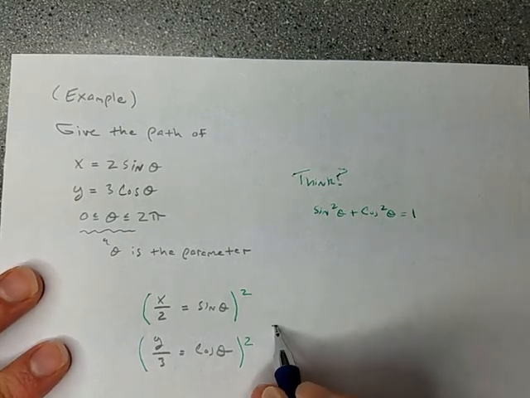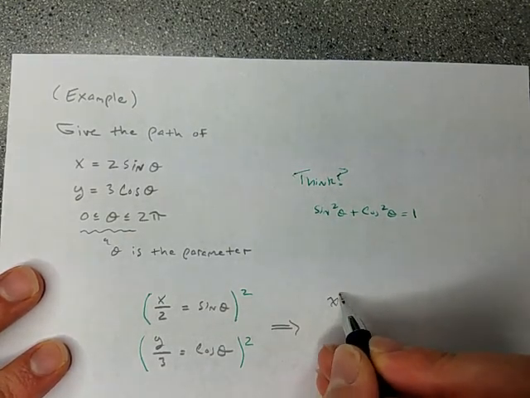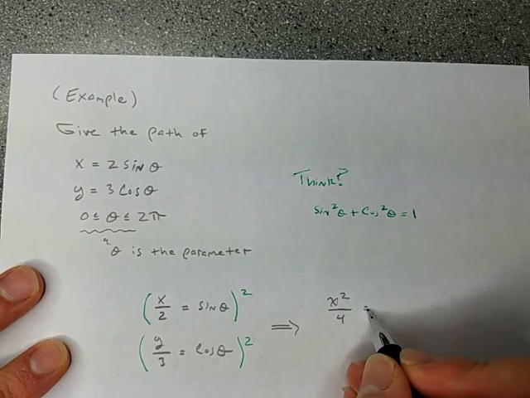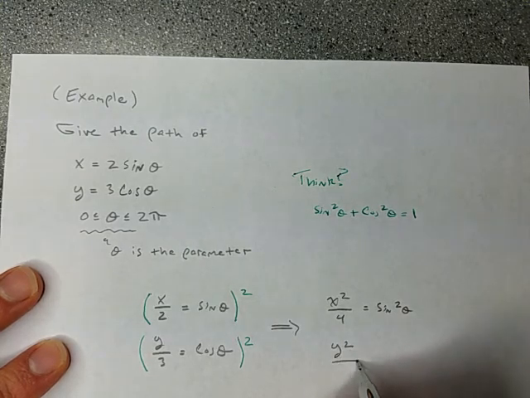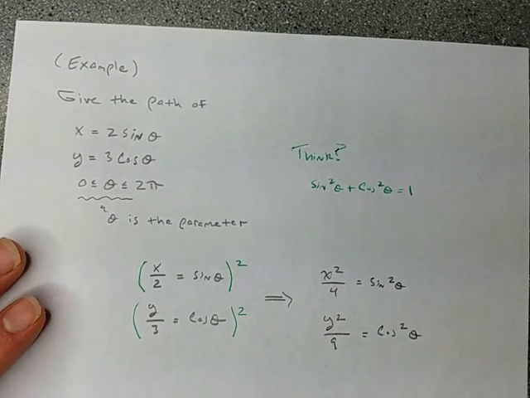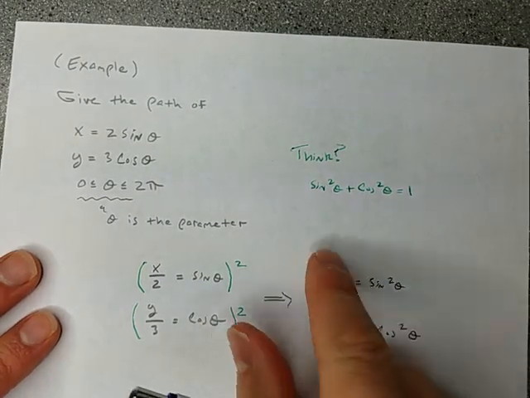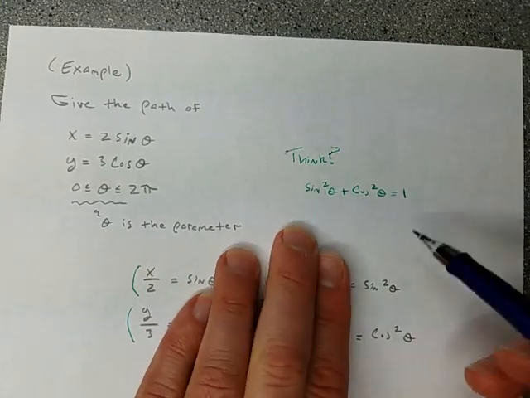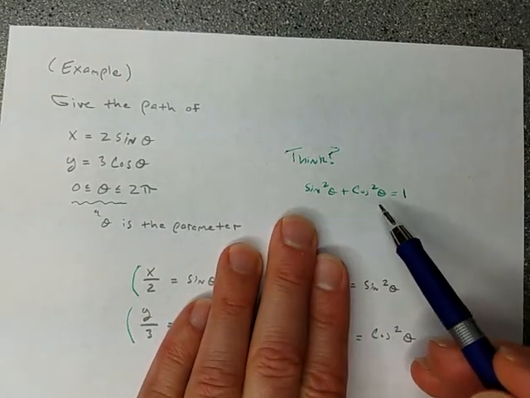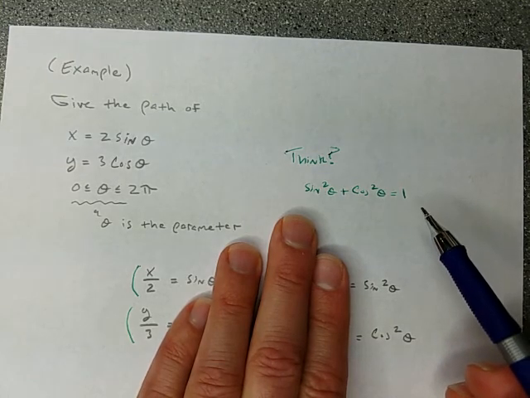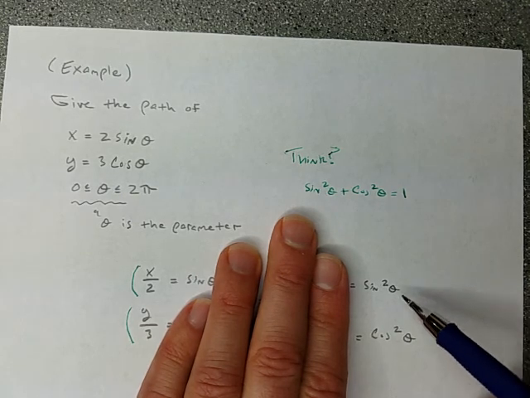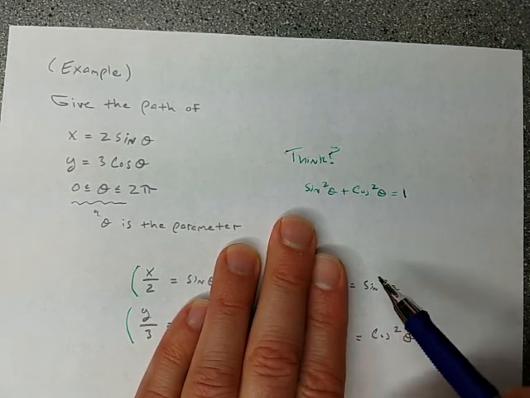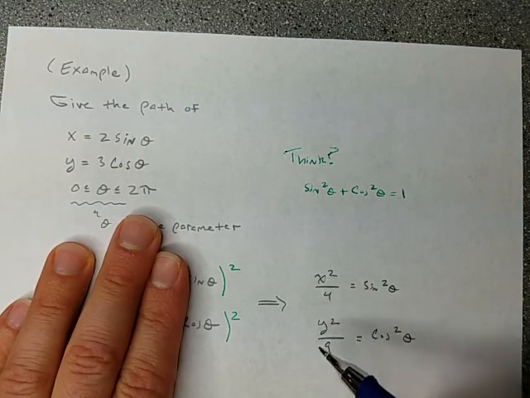Say I take what I have at this point and square both sides. Then I get x squared over 4 is equal to sine squared, and from the other one, y squared over 9 is cosine squared. Now at this point, I can use that identity: sine squared of theta plus cosine squared of theta is 1. This time I've got sine squared and cosine squared, and if I add these together, I'll get 1.